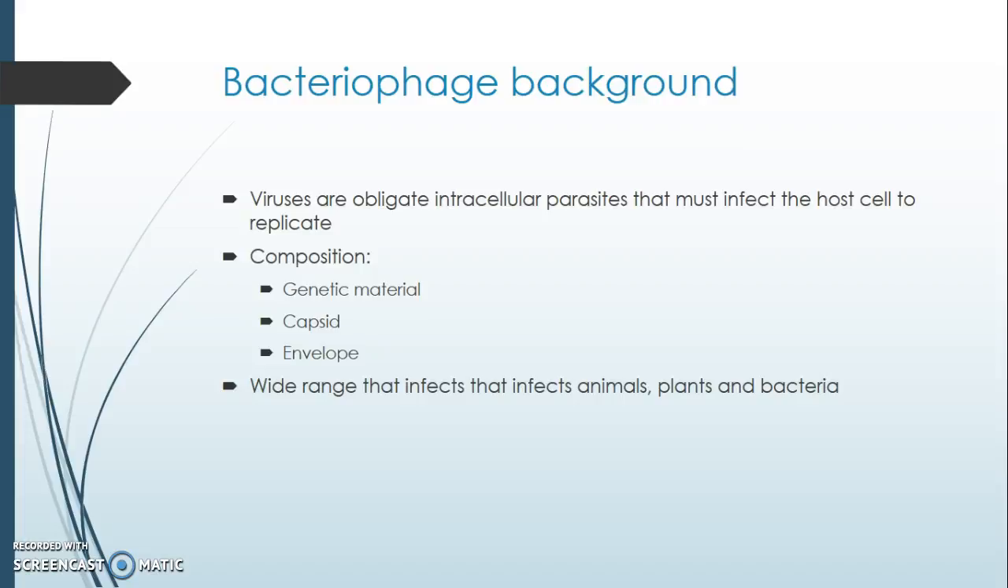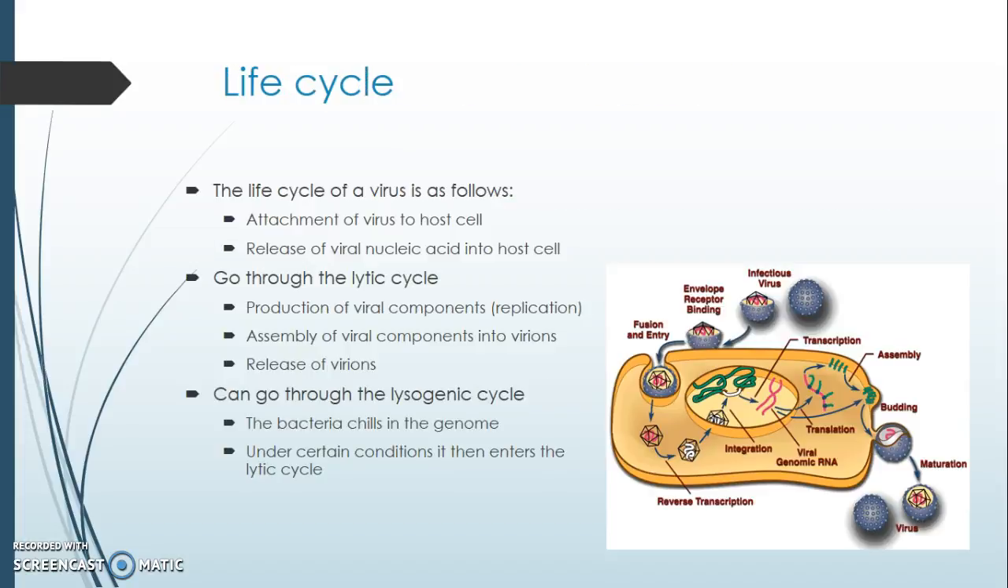So viruses as a group have a very wide range that can infect animals, plants, bacteria, but each specific virus typically can only infect a very specific host. Like it can only infect one animal or maybe two animals. They're very specific to that organism.